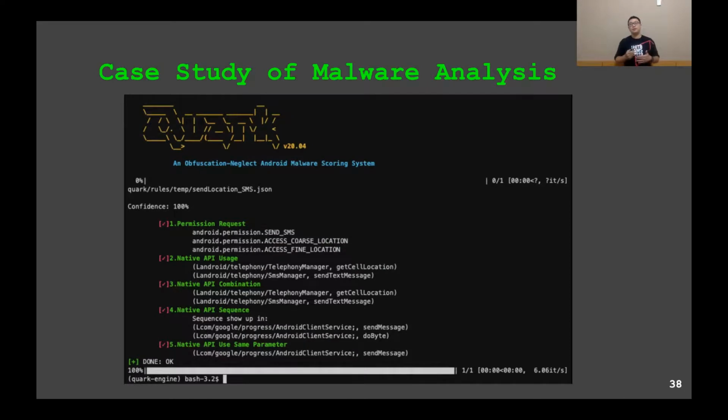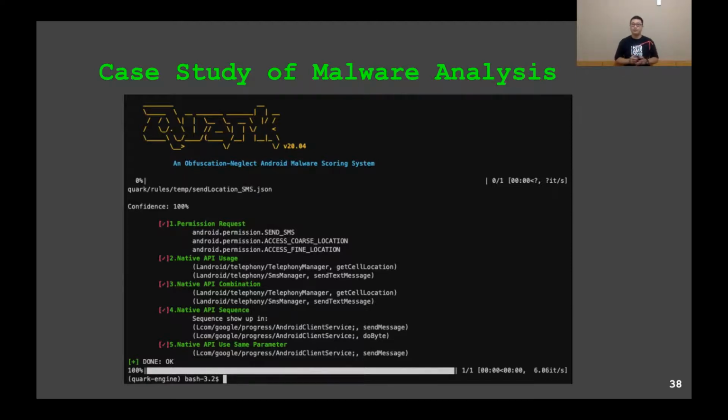So this is the detailed report of Quark engine. In this report, the engine shows the detection results of one single malware behavior, or you can say one single malware crime.